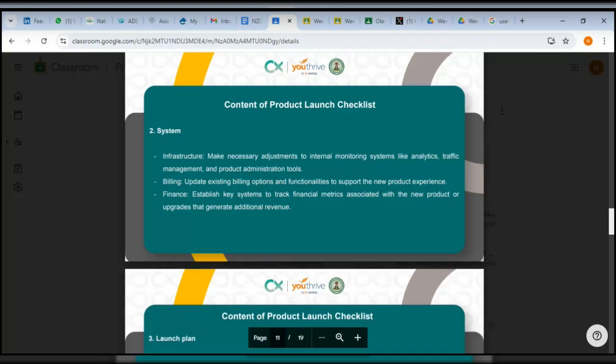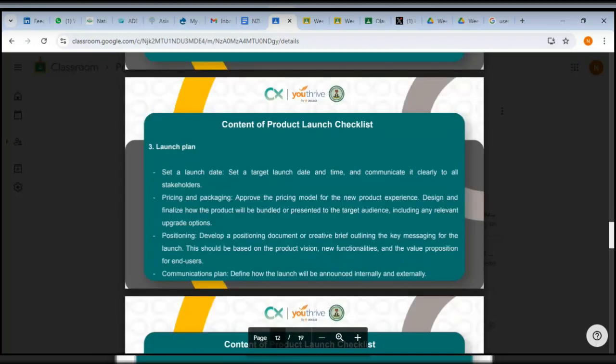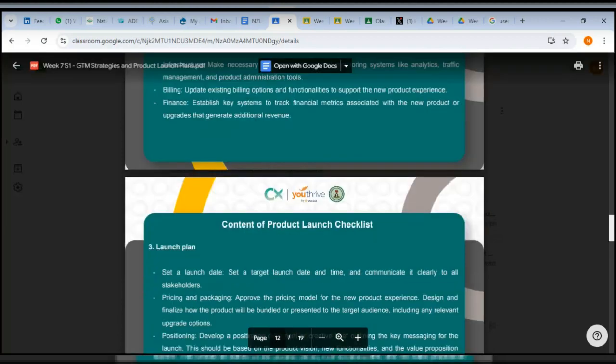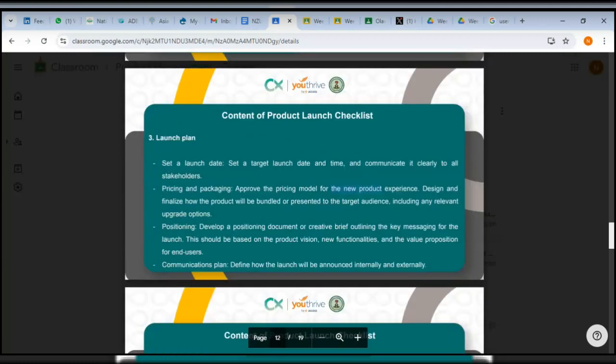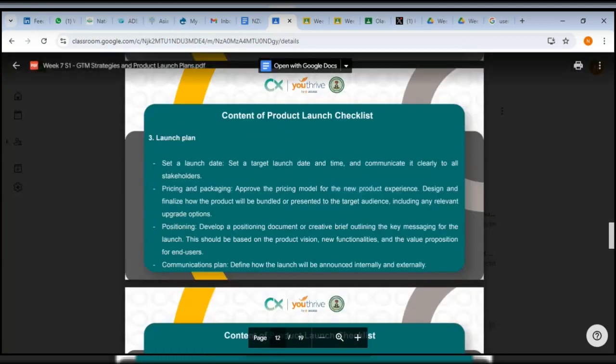And we also want to do financial metrics tracking, so that will relate to your product, and you want to know what your plan is for that. And then number three is your actual launch plan. So the first two are just things that lead to having a final product, and then your launch plan is like you're set to launch.